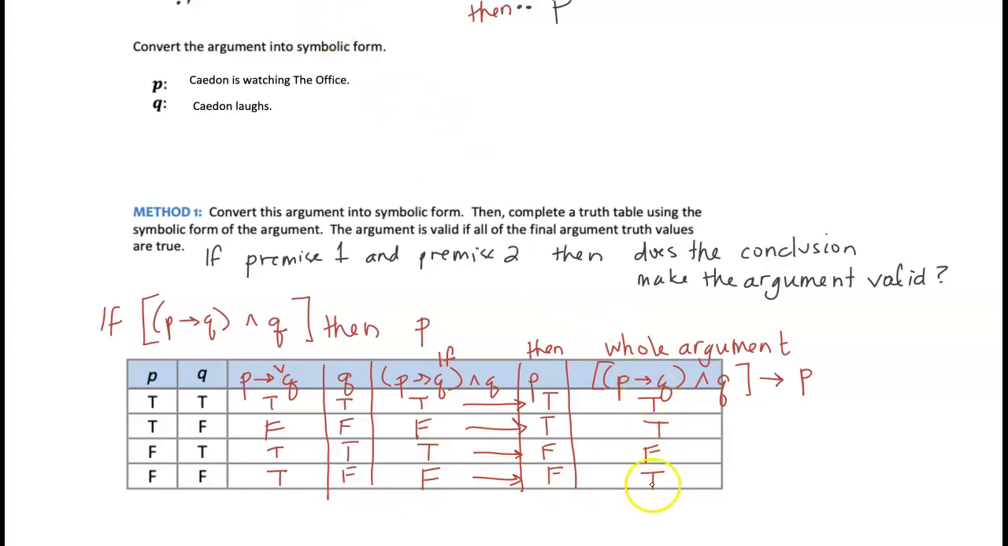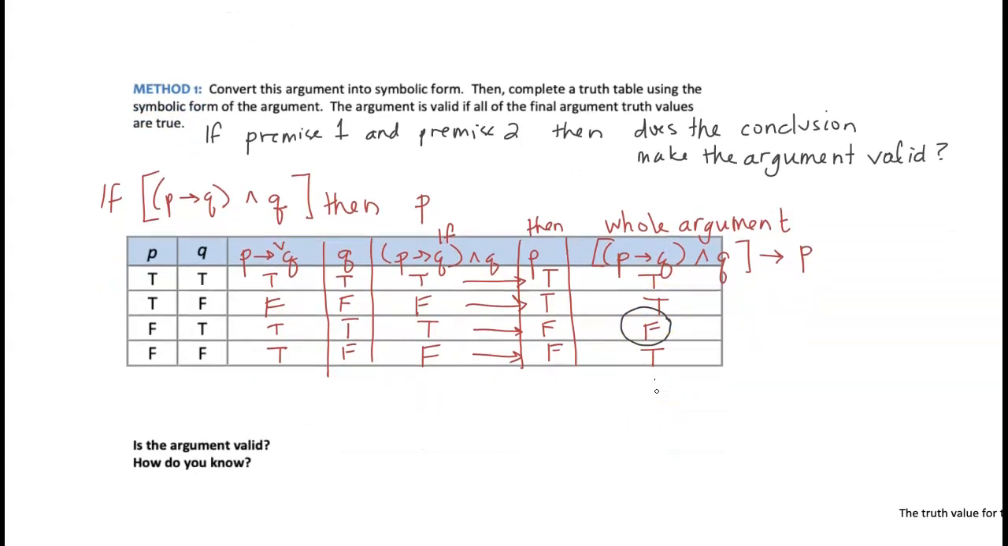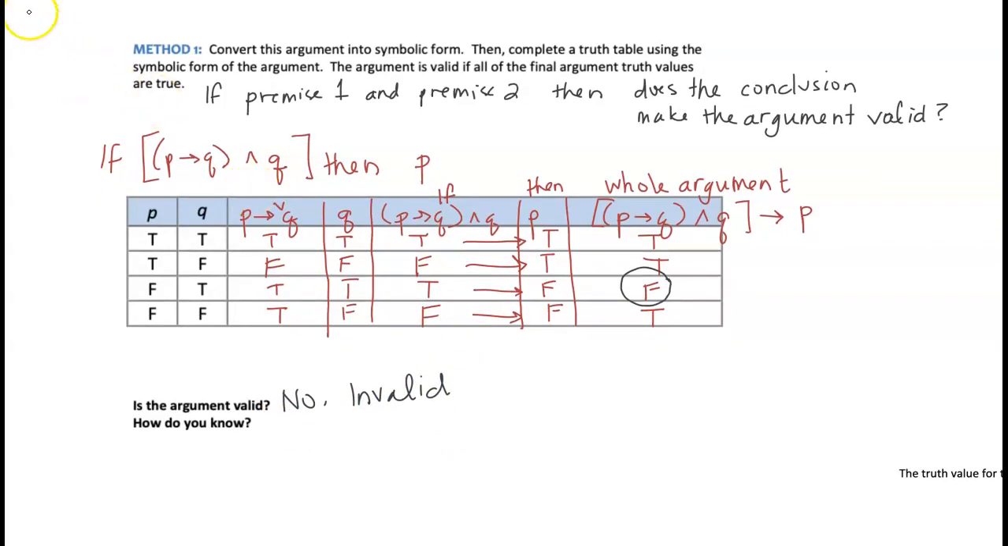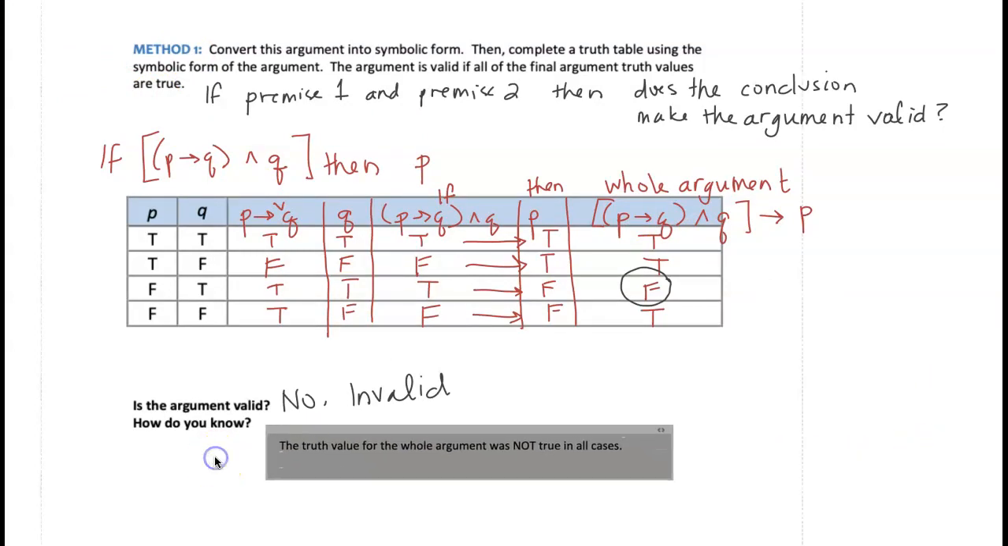Notice that when we're done finding the truth value of the entire argument, we did not end up with all trues. We ended up with at least one false. That is what makes our argument invalid. And how do we know? We know it's invalid because when we found the truth values for the whole argument, they were not all true.